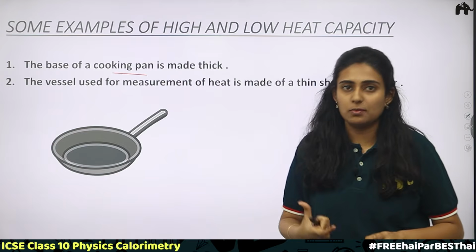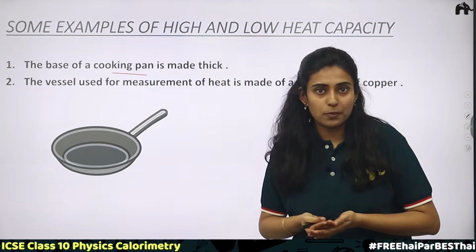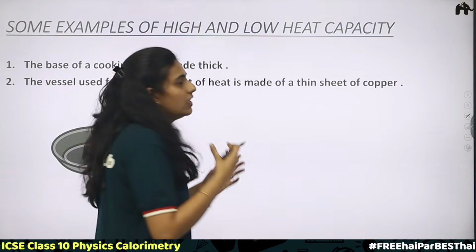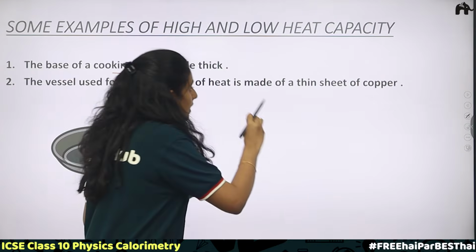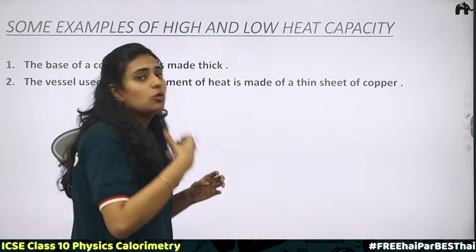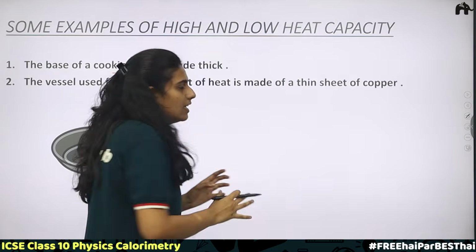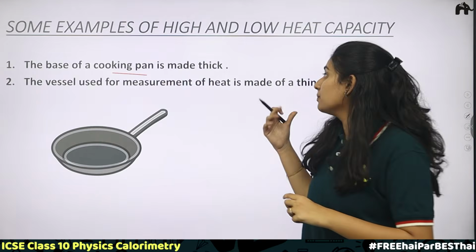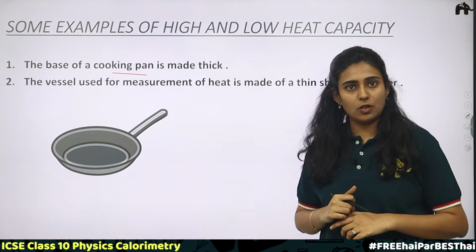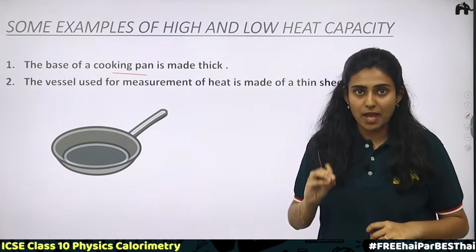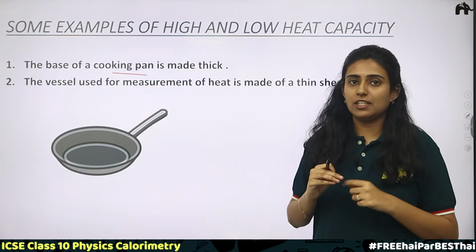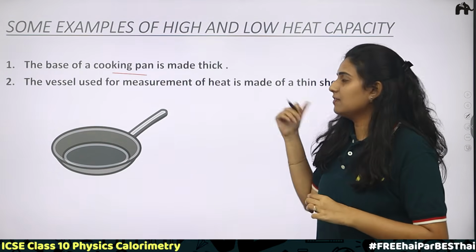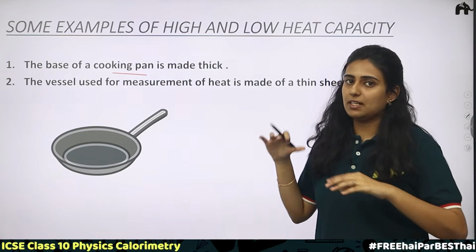Now the second case is the calorimeter. In a calorimeter, the vessel is made up of copper, a thin sheet of copper. By making use of a thin sheet of copper, we know the copper's specific heat capacity is low. That is, the heat energy which is supplied will go into the content directly. That is, negligible heat is taken by the vessel. For this purpose, we use the calorimeter to measure the heat energy. So the specific heat capacity of the vessel should be low. By using a vessel made up of a thin copper sheet, the specific heat capacity will be low and negligible heat is taken by the vessel.